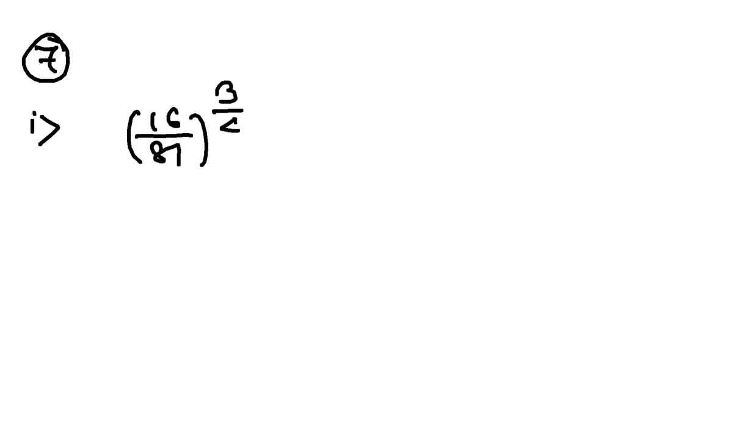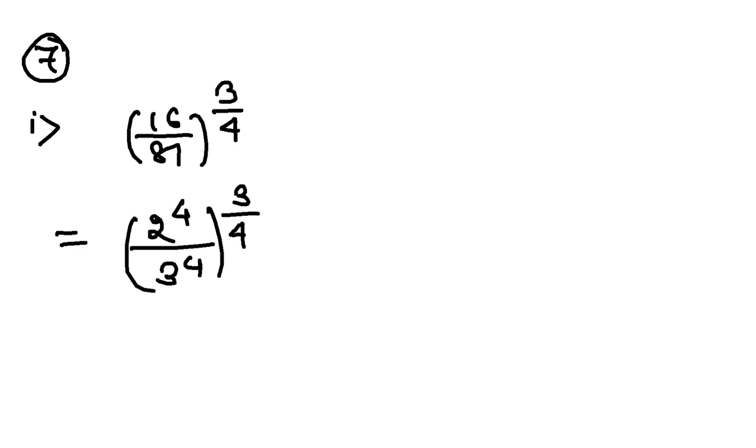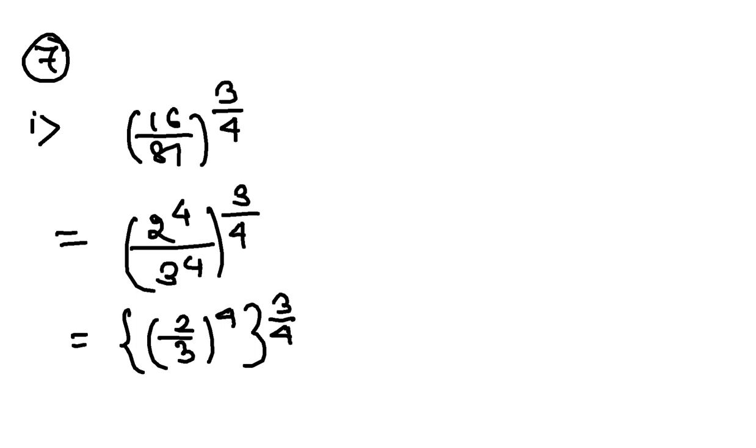Alright, so now question number 7, you have to evaluate all this. So number 1 is 16 by 81 whole to the power 3 by 4. So numbers are very small. So 16 is 2 to the power 4, 81 is 3 to the power 4. This you should know. So I can write it as 2 by 3 whole to the power 4. Outside we have 3 by 4. So 4 and 4 cancelled. So I have 2 by 3 whole to the power 3. 2 cube is 8 and 3 cube is 27. So 8 by 27. Isn't it?